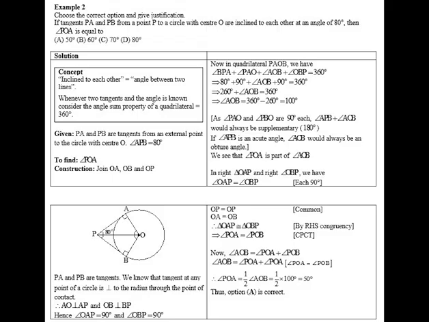Now, angle AOB is equal to angle POA plus angle POB. Therefore, angle AOB is equal to 2 times angle POA, because angle POA is equal to angle POB. Hence, angle POA is equal to half of angle AOB, which is equal to half of 100 degree. Therefore, angle POA is equal to 50 degree.